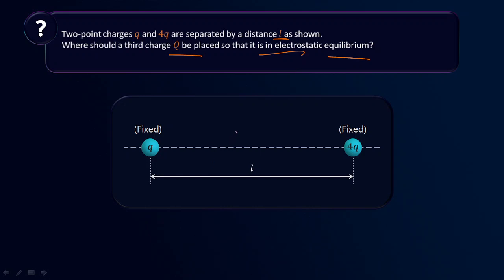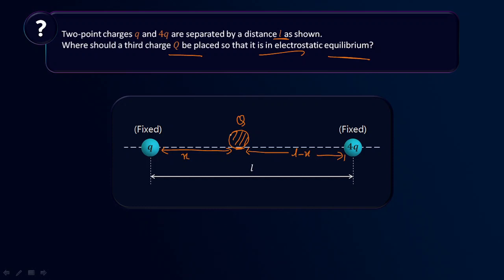That means suppose I place this charged particle here, and let us say the charge on this charged particle is capital Q. If it is at equilibrium, that means net force on this charged particle should be zero, right? Let us say it is at a distance of x from charge Q. Then this distance will be how much? L minus x. Simple, easy.